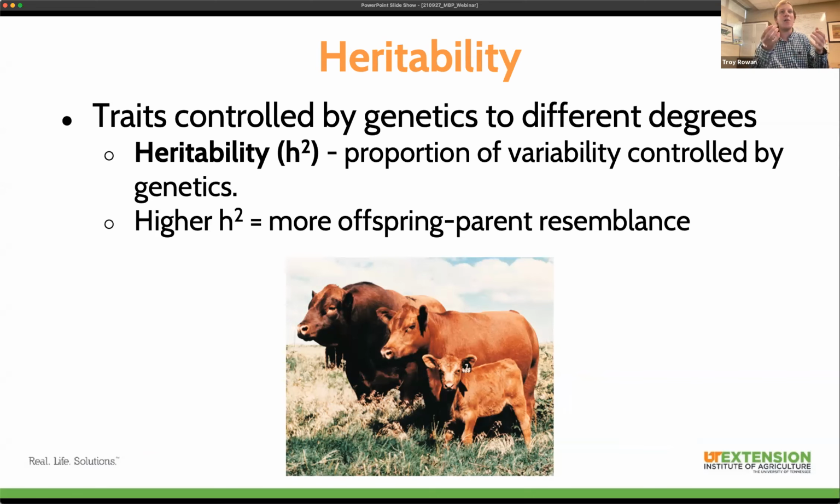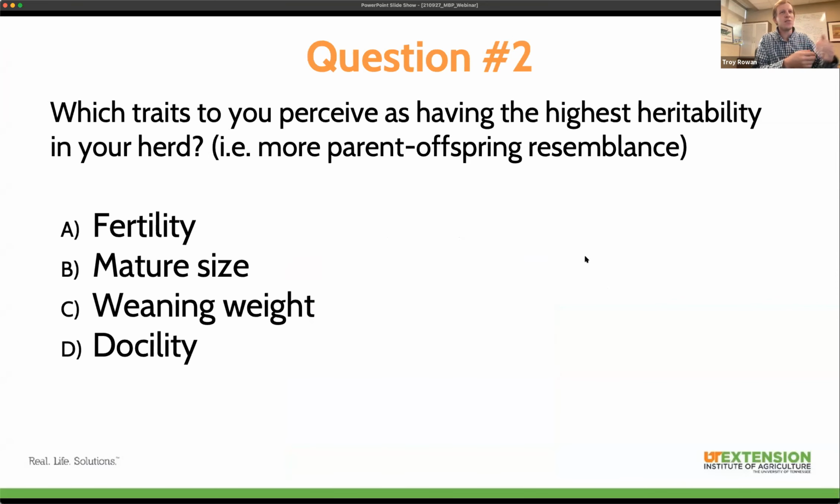So for very, very high heritability traits, you can say with pretty good certainty, if you have two parents that show an extreme end of this phenotype, that the offspring is also going to do the same. But for very, very low heritability traits, there's not going to be that very clear parent-offspring resemblance oftentimes. And so this leads me into my next question: which traits do you perceive as having the highest heritability in your herd? This can just be anecdotal, what you see out in your herd. Which traits that I list here, this is an incomplete listing of traits, do you see the most parent-offspring resemblance in?